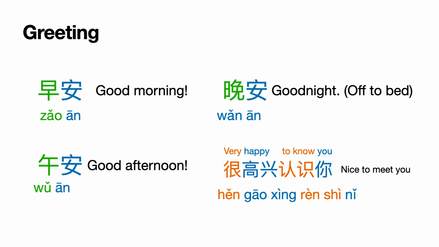And the last phrase. So remember that last time we learned to say 你好 and asking what's your name. And at the end of the conversation, you could say nice to meet you. In Chinese, it's 很高兴认识你. Very happy to know you, or nice to meet you.